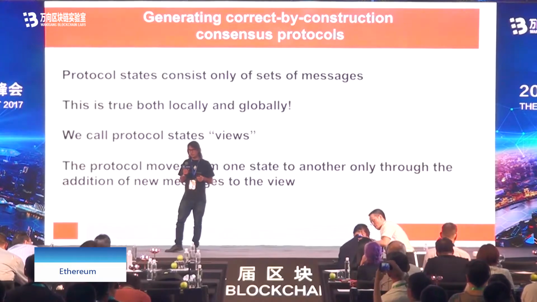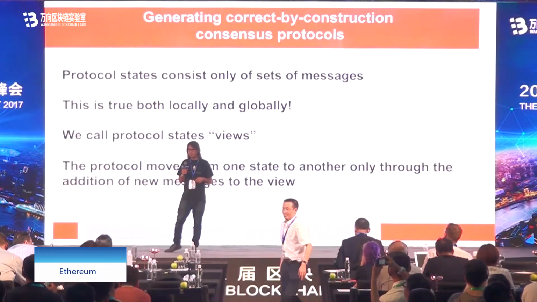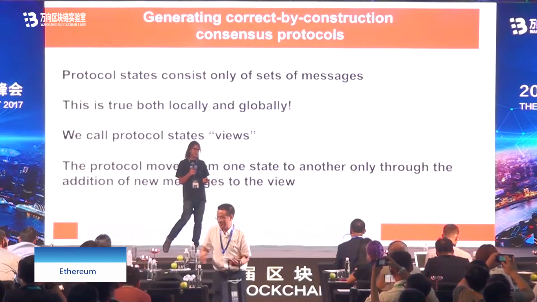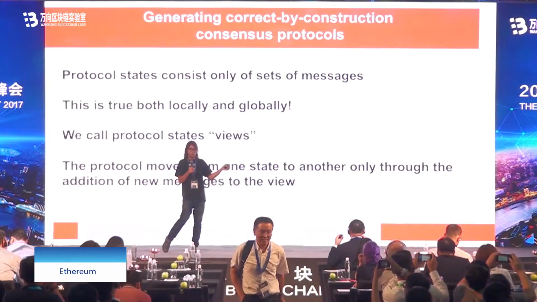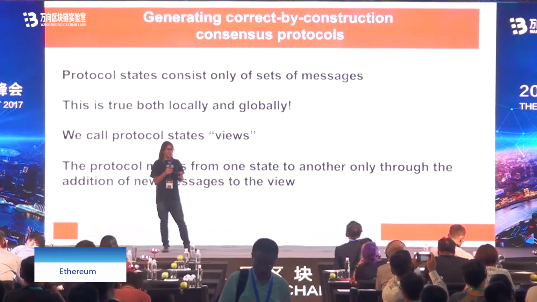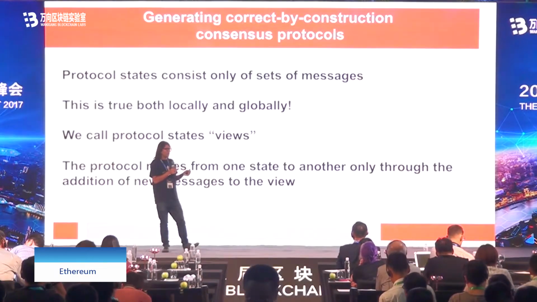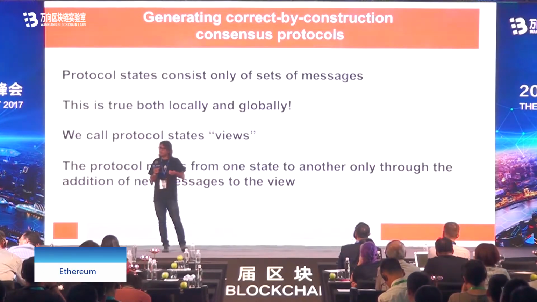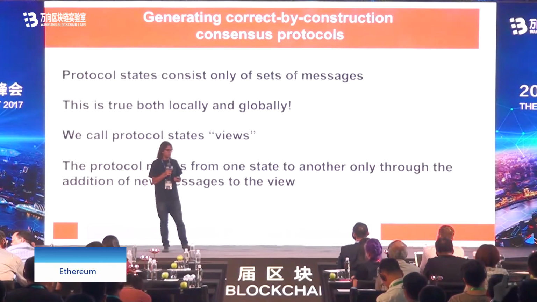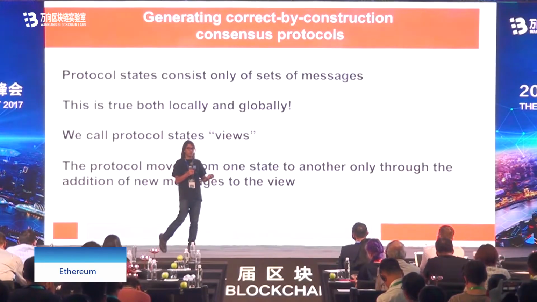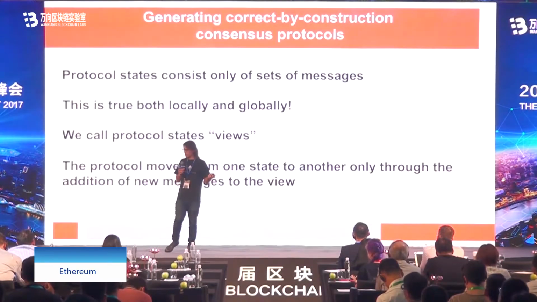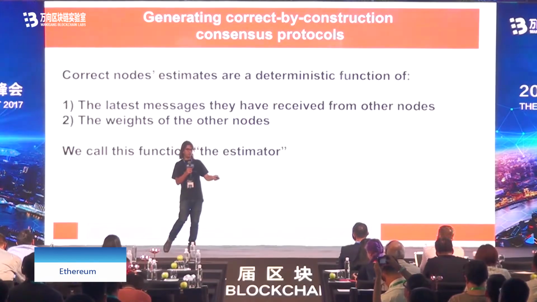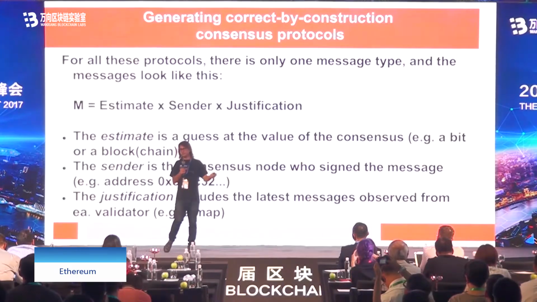So we're almost done with the exhausting bits. Protocol states are sets of messages, and this is for all these protocols. So that's all the protocol state that there is. Whether you're talking about a local view or a global view, all there are is protocol messages, and updates to the protocol just correspond to the addition of new protocol messages into these sets of messages. So we're really talking about a very simple state for this protocol, so just a set of protocol messages, of this form: estimate, sender, justification.